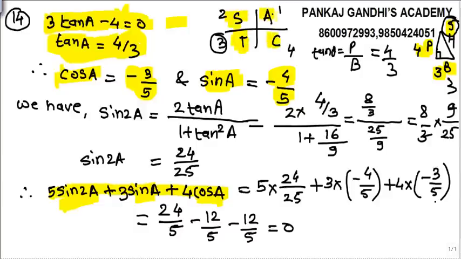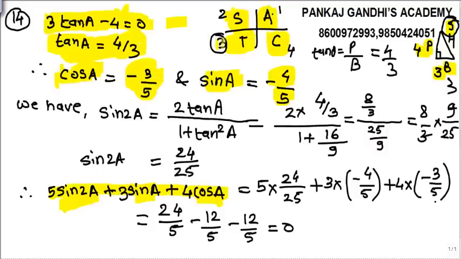In the first quadrant all signs are plus. Sin, cos, tan, cosec, sec all are plus. Here in the second quadrant only sin is positive and other ratios are negative. Here only tan is positive, others are negative. Here in the fourth quadrant only cos is positive. So obviously if this angle is in the third quadrant, cos A is equal to minus 3 by 5.